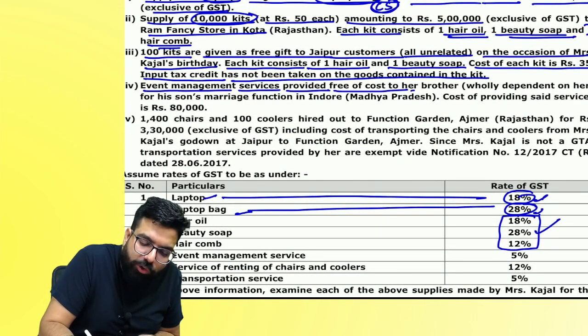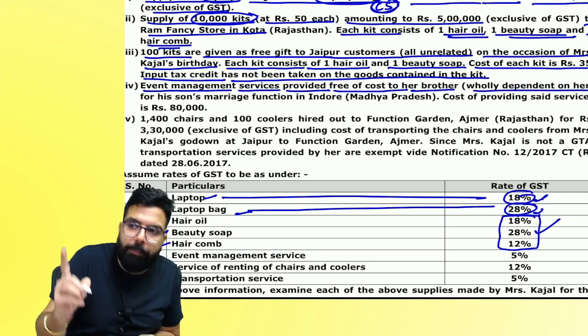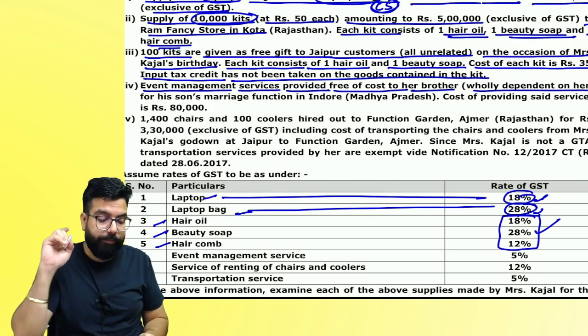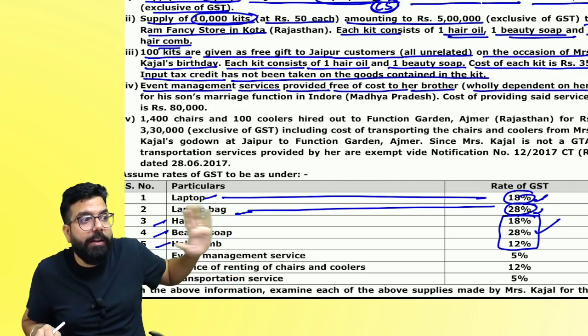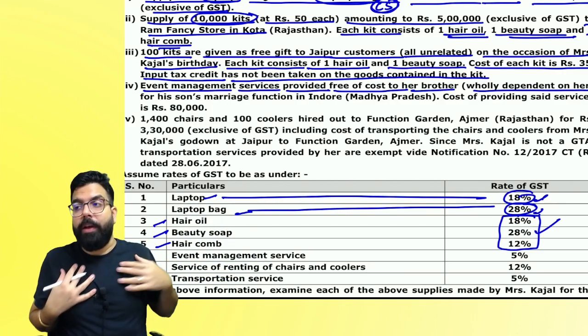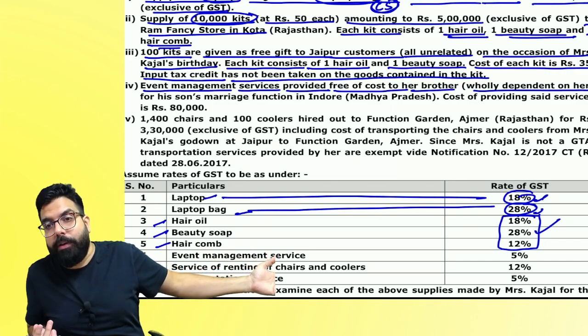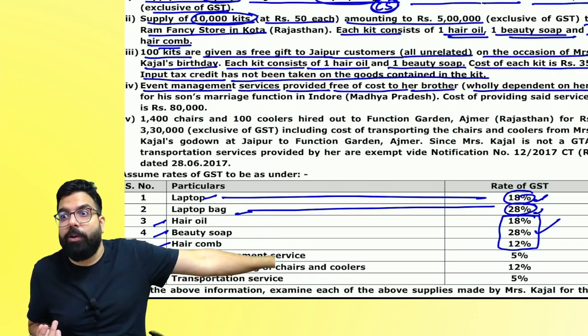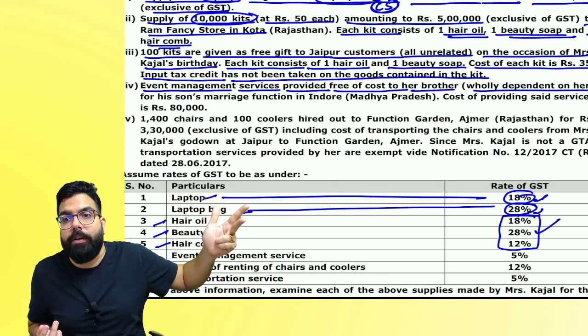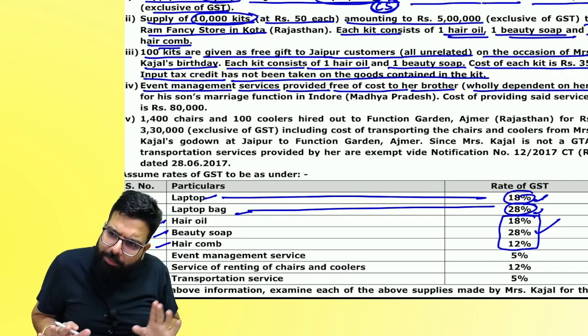Provided free of cost to her brother, wholly dependent. Is the brother dependent? You gave your event management service. I am into event management. I gave event management services to my brother, who is dependent on me. Supply between related persons. Is it in my business to give event management service?